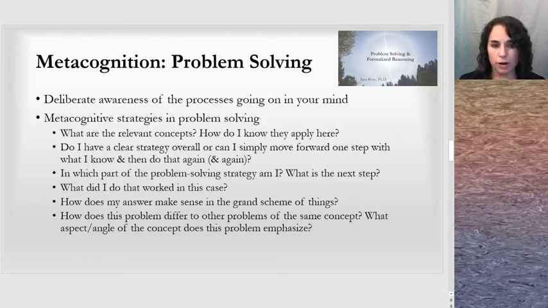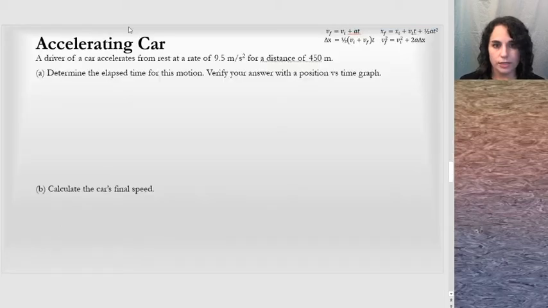So I have a word problem. The first word problem that I have for you is the accelerating car. Typical, straightforward. I'm going to just accelerate a car from rest. A driver of a car accelerates from rest at a rate of 9.5 meters per second squared. That's an acceleration, right? Meters per second squared, and I can write that here, identify an unknown, for a distance of 450 meters.